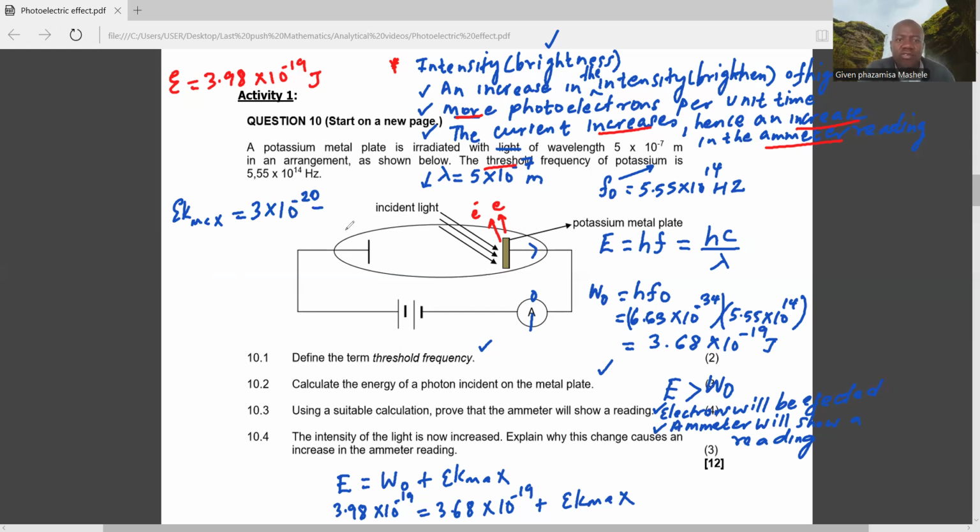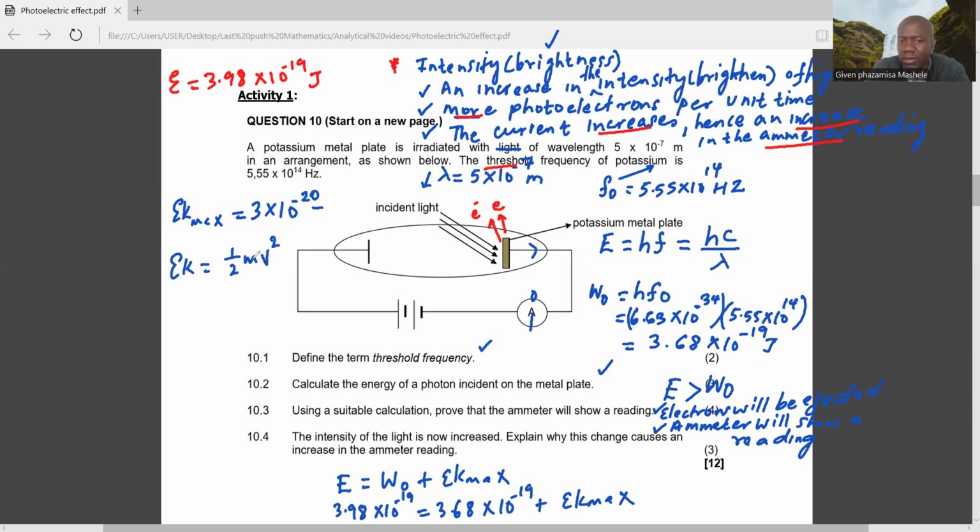And again, we can even find the speed of that electron. What is the maximum speed of that electron that is being ejected? To do that, we know the kinetic energy formula is half mv squared.